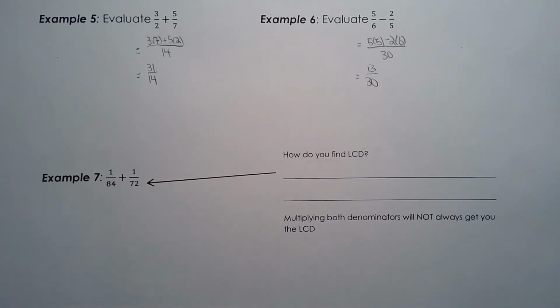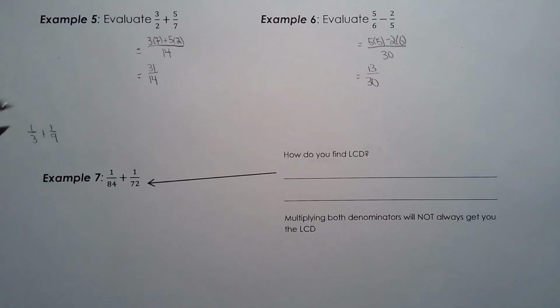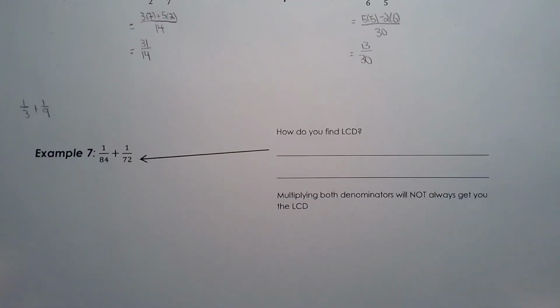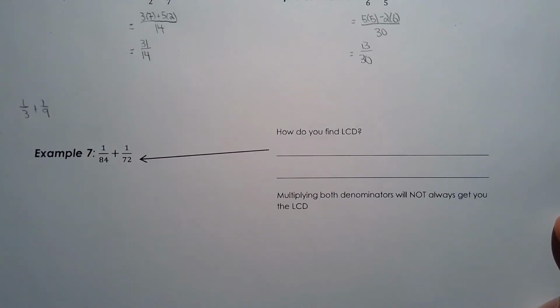So if I gave you a simpler example, like 1/3 plus 1/9, I'm really hoping you wouldn't say that the lowest common denominator is 27, because the lowest common denominator is 9. So I know you haven't done these calculations in a while, but the most important thing is to understand how you find the lowest common denominator. Okay, how do you find it when I have 84 and 72? Well, this is how you find it. I'll do it and then I'll write it down. So please don't multiply 84 and 72, because that won't do the trick.